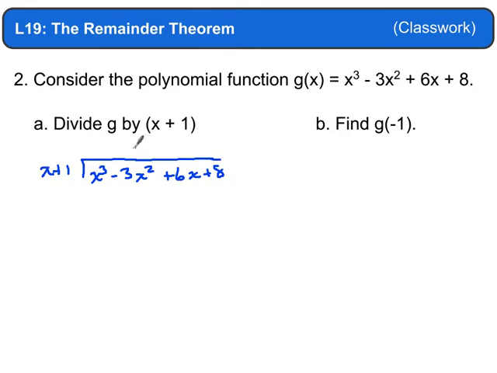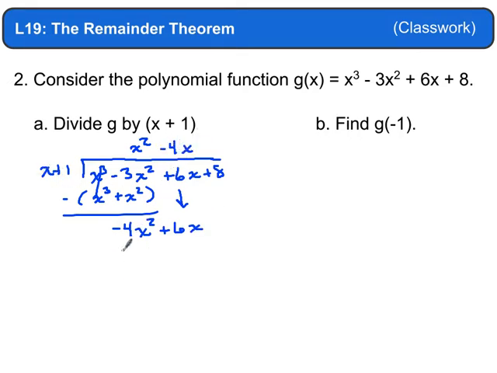So x goes into x to the cubed, x squared times. We distribute back to get x to the third plus x squared. We subtract. Negative 3 minus 1 is negative 4x squared. We bring down the plus 6x. x goes into here negative 4x times. So you get negative 4x squared minus 4x. And so these cancel. You get 10x.